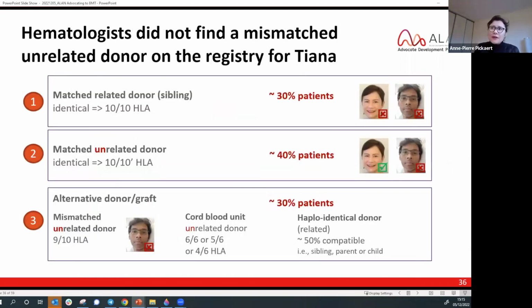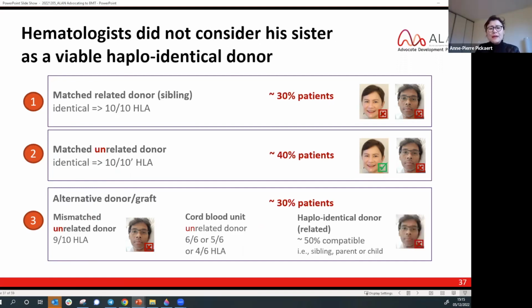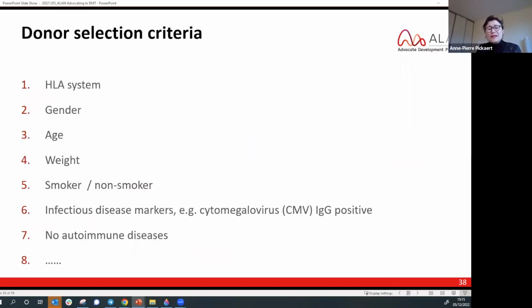So in terms of the hematologist and what happened for Tiana, he didn't have a matched related donor. Sadly, that wasn't an option for him. For the haploidentical donor, he had a sister, but she was not a viable option, and I'll explain why. Because it's not just the HLA system, which is key, the point of entry. They're also looking at gender, because it's always better to have a male donor. It gives you better outcomes than female donors. This is for biological reasons.